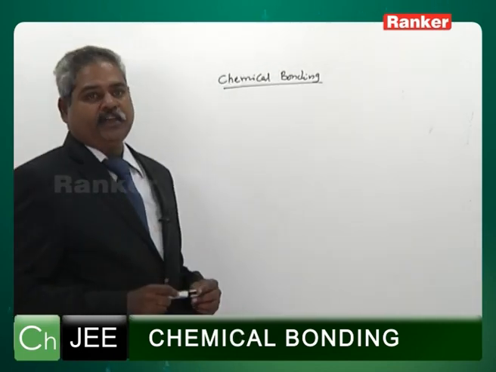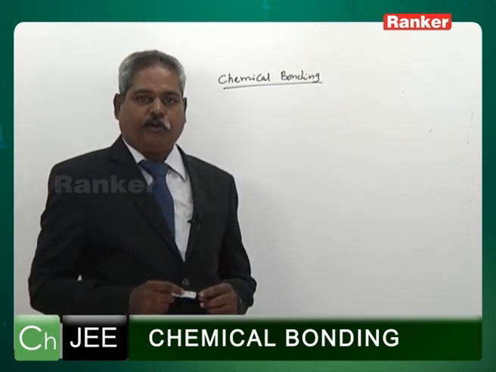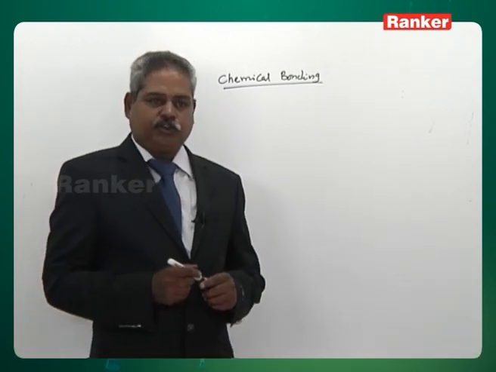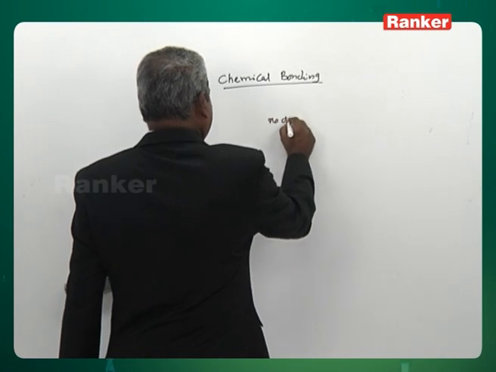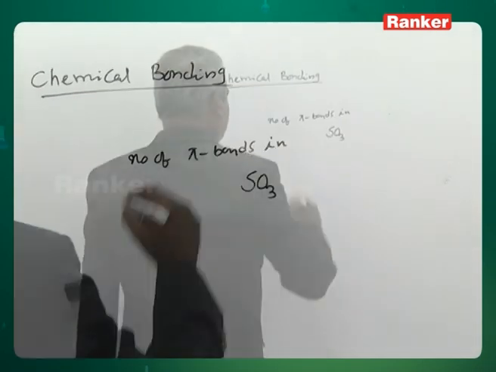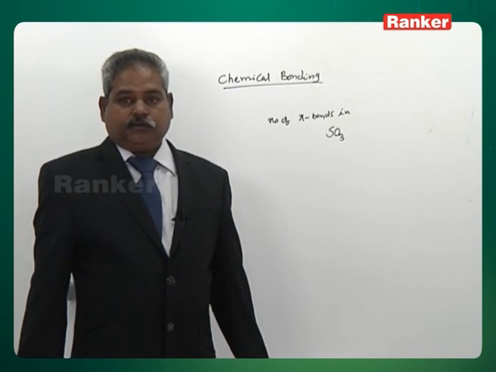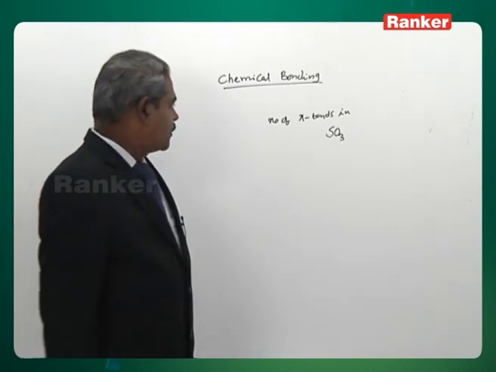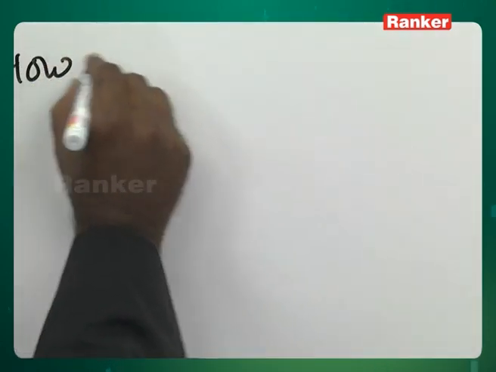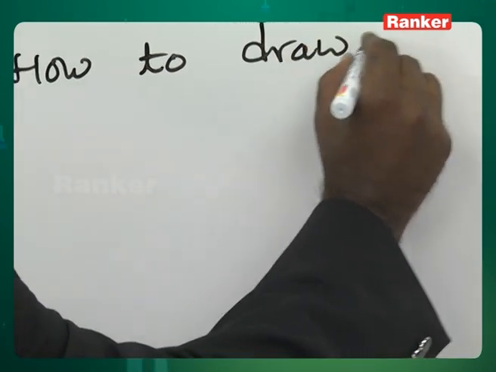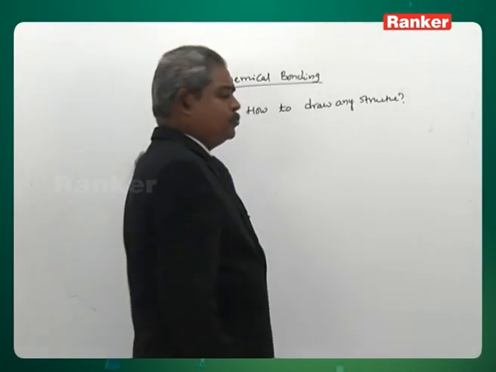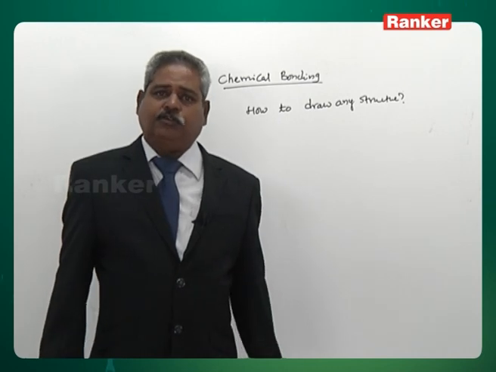And what are the important things from the examination point of view, especially in competitive exams? We will be facing some questions like this: number of pi bonds in SO3. How can you find? For which you need to know the structure, and for that purpose, first things first, let us learn how to draw any structure. At least this covers most of the structures.